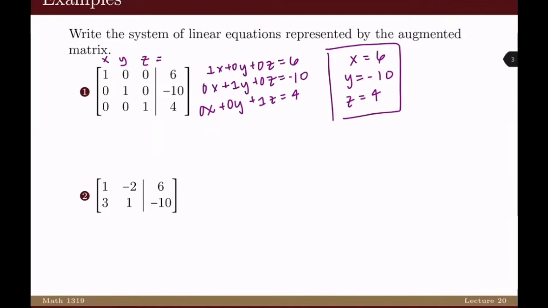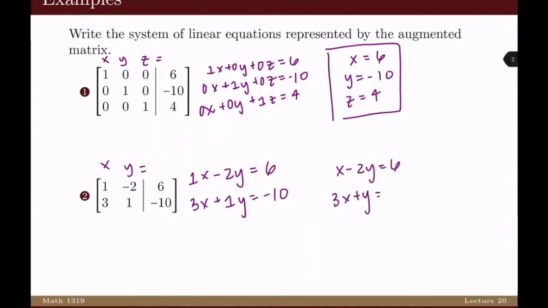All right, next. So this is going to be x, this is going to be y, and then we have the equal sign. So we'll have 1x minus 2y equals 6, and 3x plus 1y equals -10. And typically we don't write the ones as coefficients. I'm just doing it to be clear for the first bit here. So there is my system of equations.